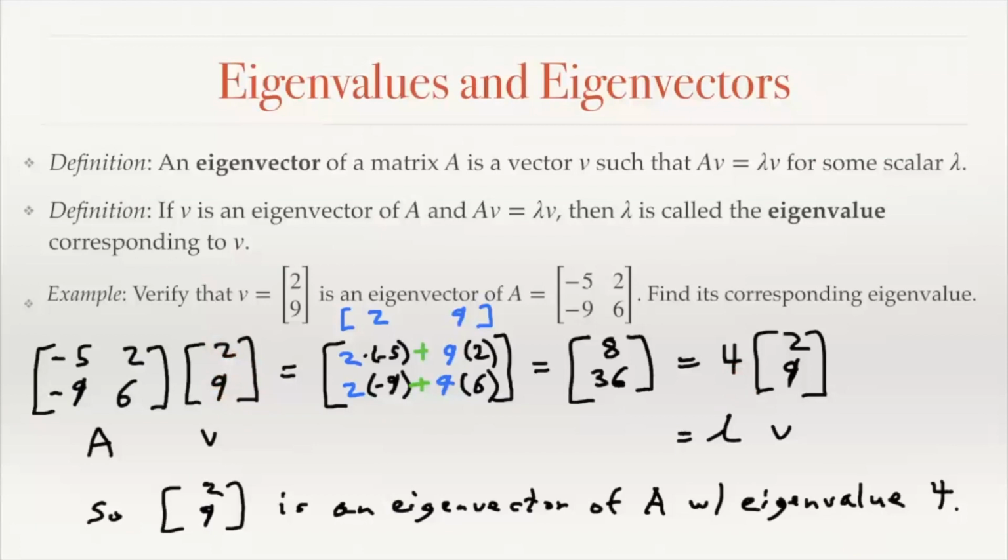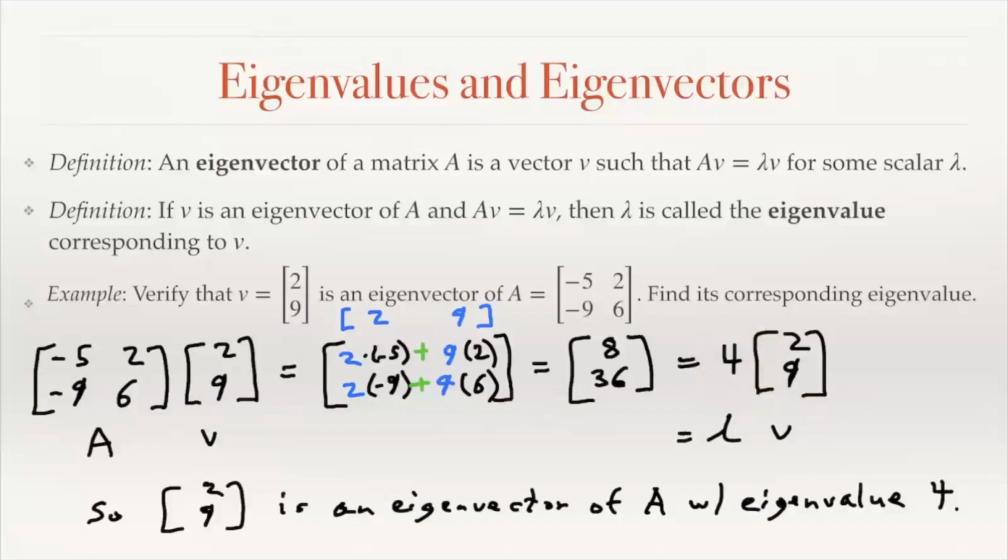In most directions, if you just plug in a random vector here, you would not get a scalar multiple of the vector that you started with. But this is a special direction where it is a scalar multiple of the original. So given a vector, it's not hard to verify if it's an eigenvector and to find the corresponding eigenvalue.